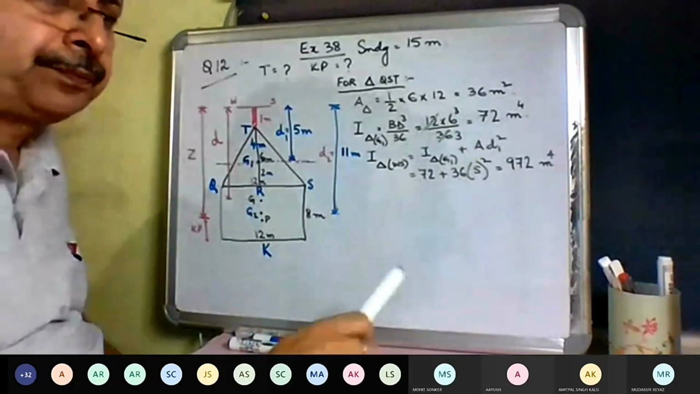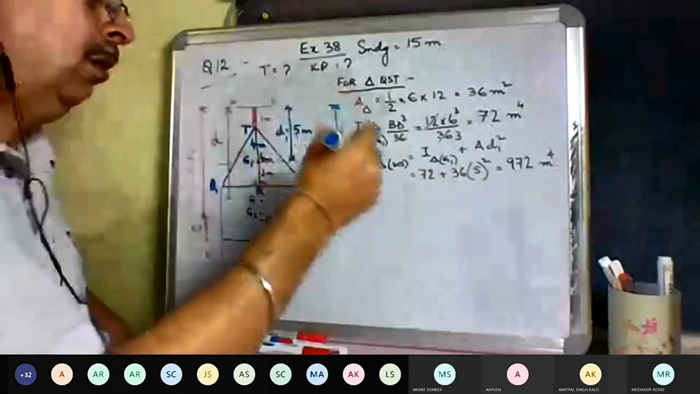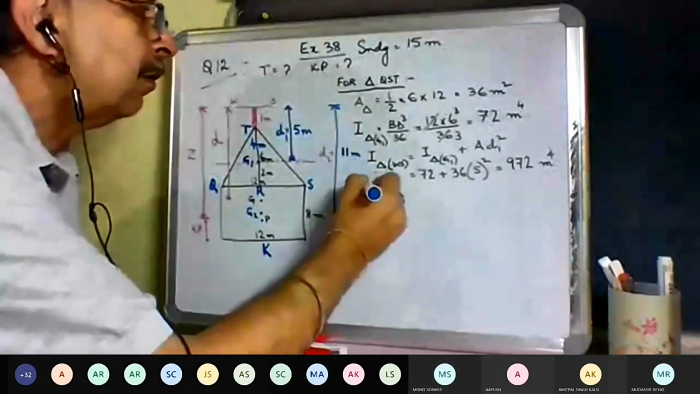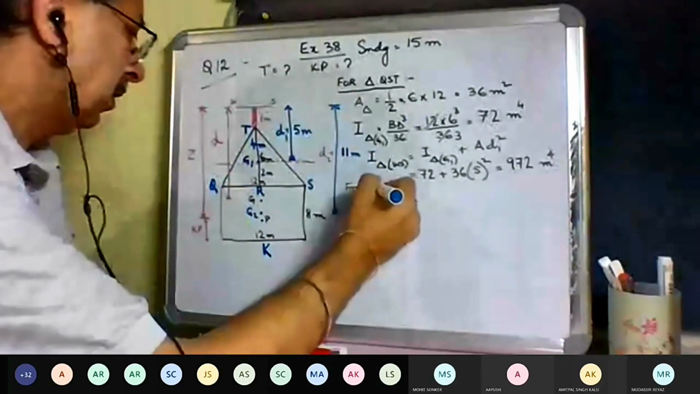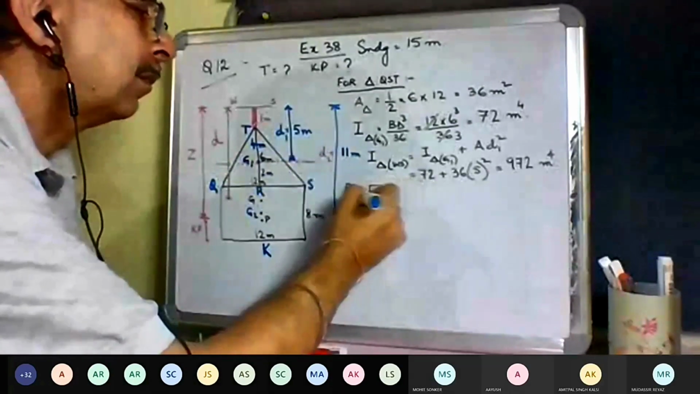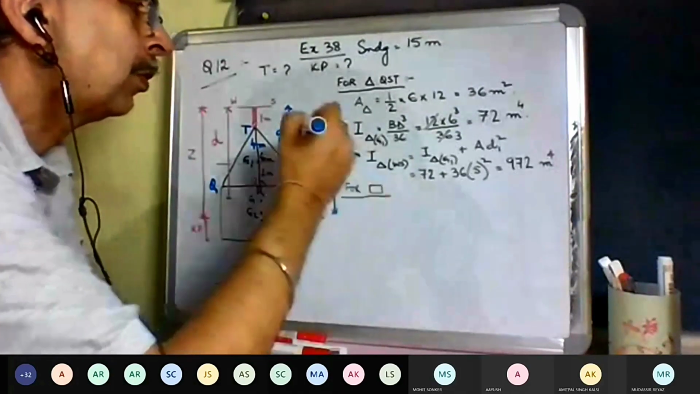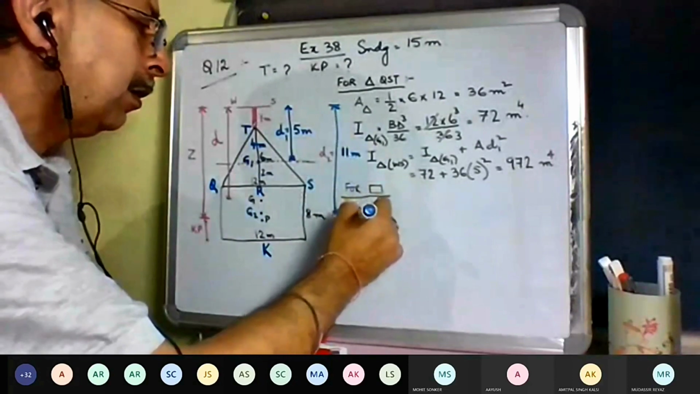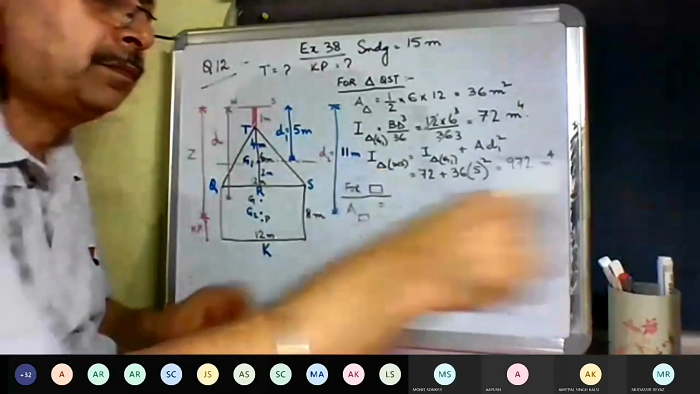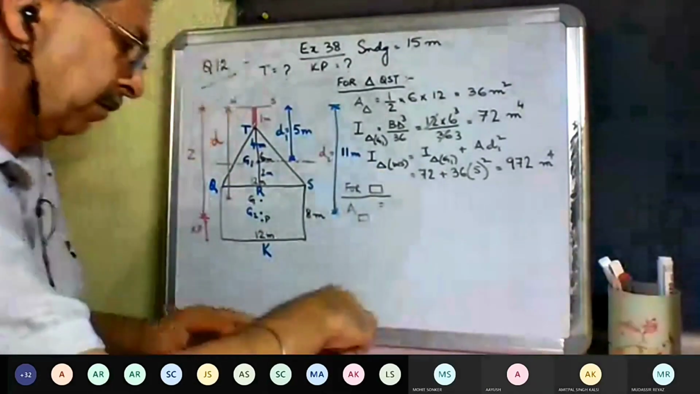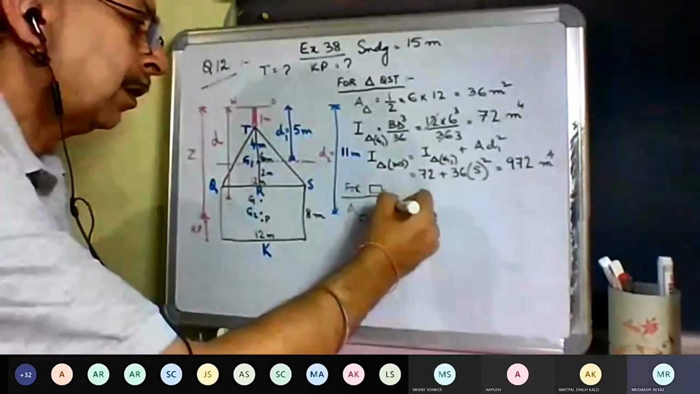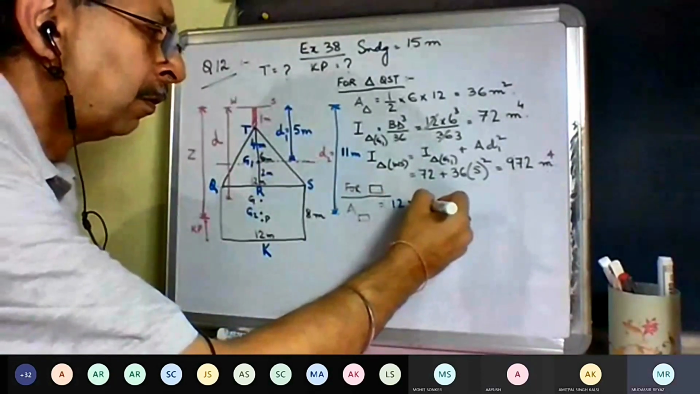Any other doubt? Okay. Now I am coming to the rectangle. For the rectangle, I am now talking about this rectangle, the lower one. So tell me the area of the rectangle. That will be 96.